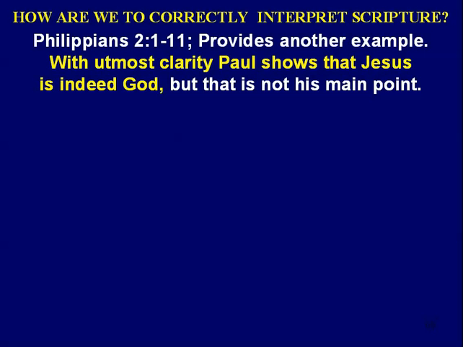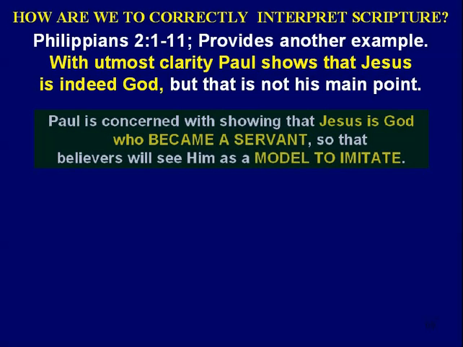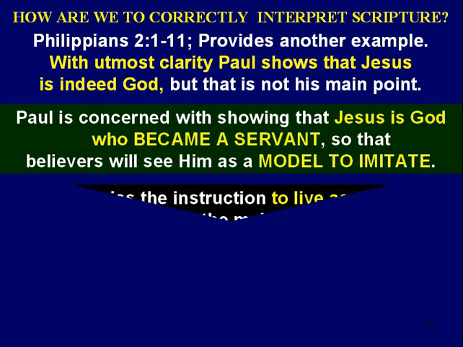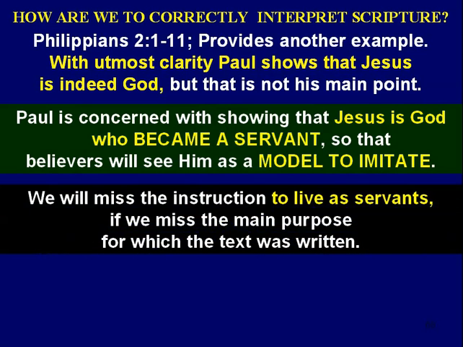Philippians 2:1-11 provides another example. With utmost clarity, Paul shows that Jesus is indeed God. But that's not his main point. Paul is concerned with showing Jesus is God who became a servant so that believers will see him as a model to imitate. We will miss the instruction to live as servants if we miss the main purpose for which the text was written.